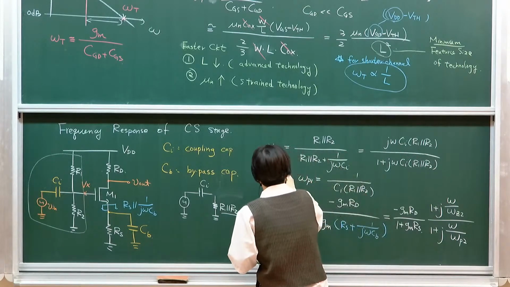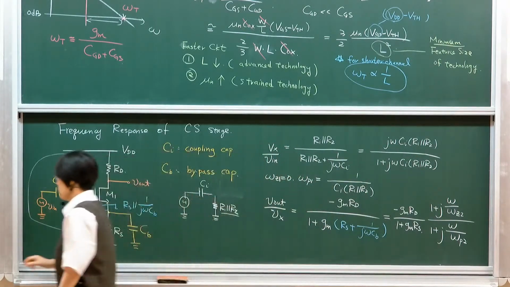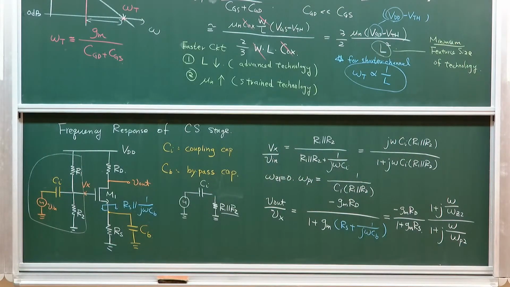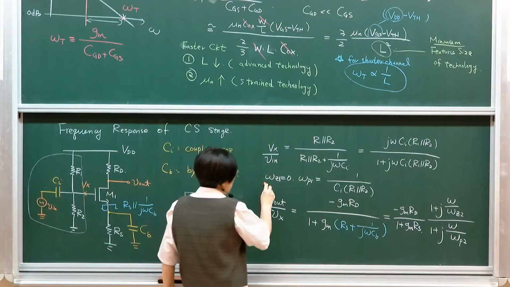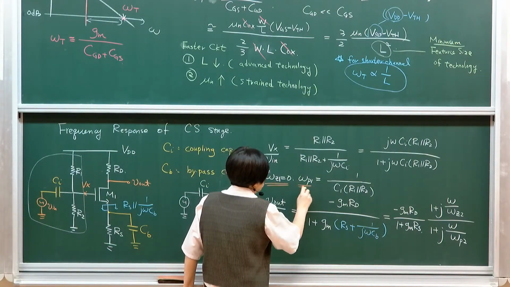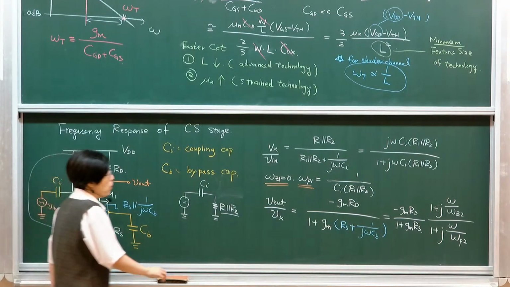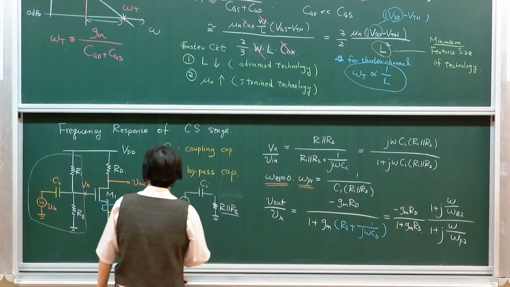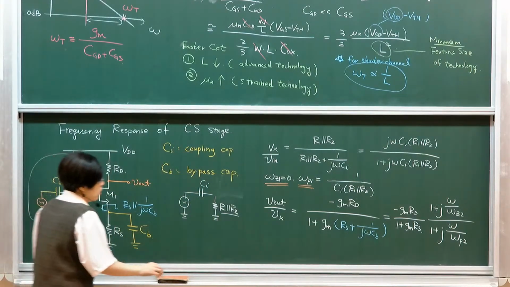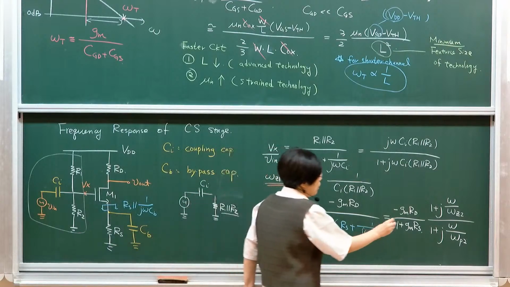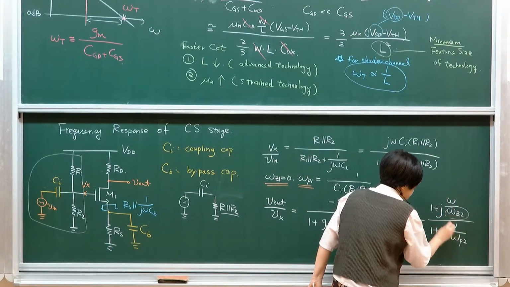Let me highlight, there's omega Z1. So we already have a 0 at 0 and a pole at this corner. And then the second term will introduce another pole and 0. Let me write it down. It will introduce an omega Z2 and omega P2.